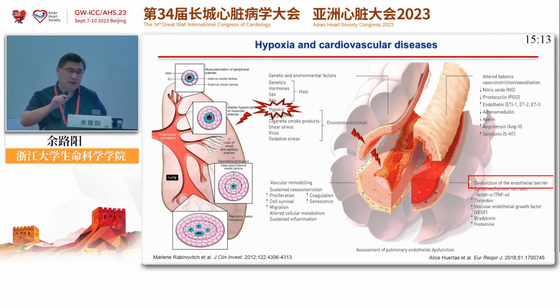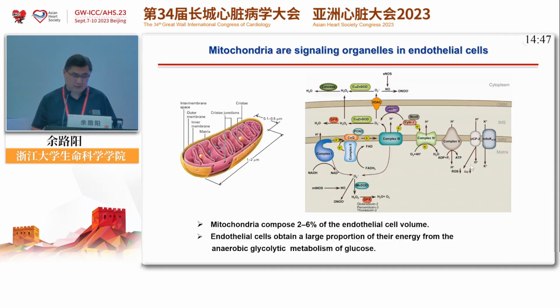Recently we also investigated the role of SUMOylation in another important cardiovascular disease, that is hypoxia-related pulmonary hypertension, group 3. This is also characterized by vascular remodeling in the pulmonary arteries. Actually the dysfunction of the endothelial barrier is also one of the major causes. And concerning oxygen metabolism and hypoxia.